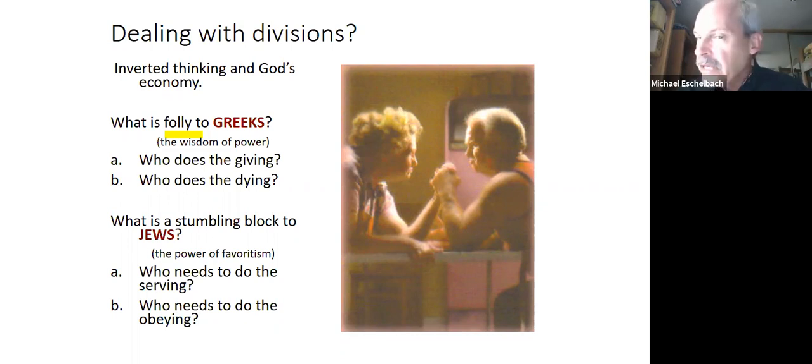Does the king do the giving or do the people do the giving? The Greeks do the giving or the non-Greeks do the giving? And if there's a contest over this, which is war, who does the dying? Does the king do the dying? No, the people do the dying. So the idea that God took on human nature and died under the curse of the law, that's crazy. That's not how this works. Who would do that?